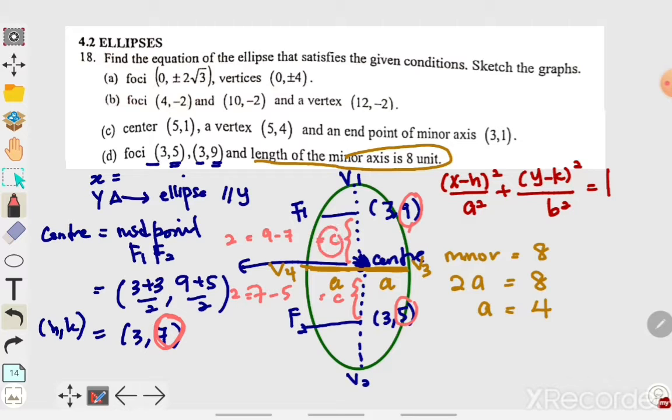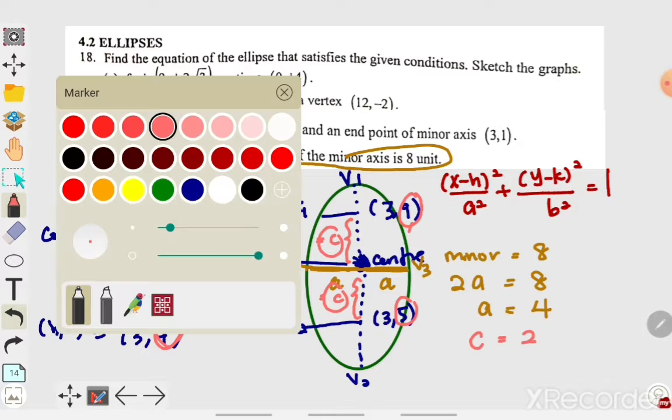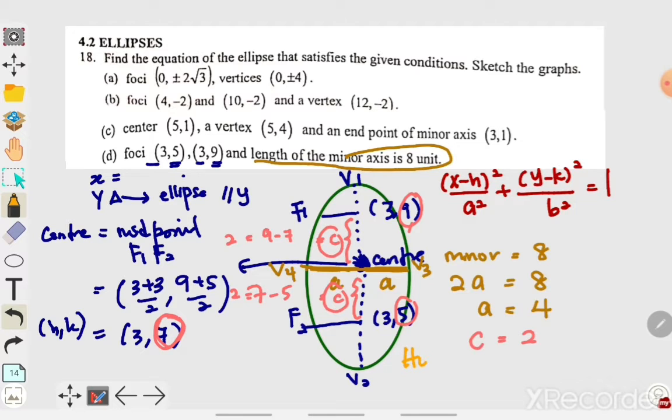So these two distances must be the same, all right? Then from this pink color, we have that c equals 2. By referring to the shape of the vertices here, where is the ellipse? This is what we call the horizontal one. So this is the horizontal, where the value of b must be greater than a.